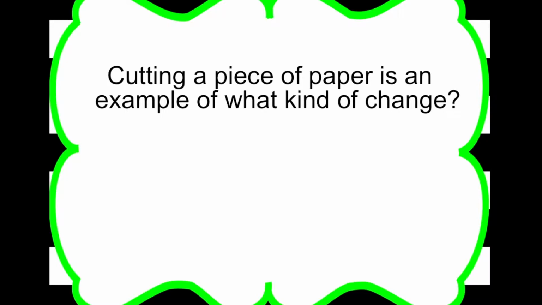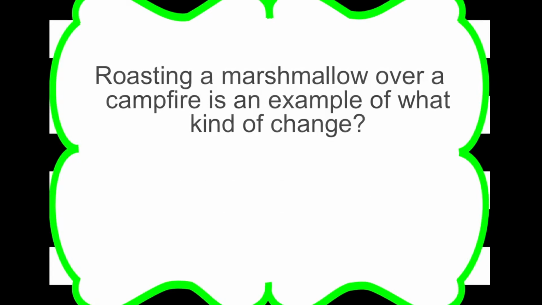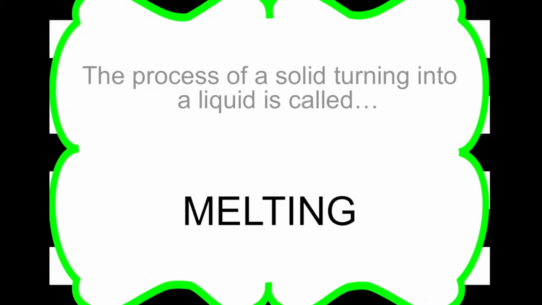Cutting a piece of paper is an example of what kind of change? Anybody? That's right, it's a physical change. The process of liquid turning into a solid is called freezing. And roasting marshmallows over a campfire is an example of what kind of change? Chemical change. The process of a solid turning into a liquid is called melting.